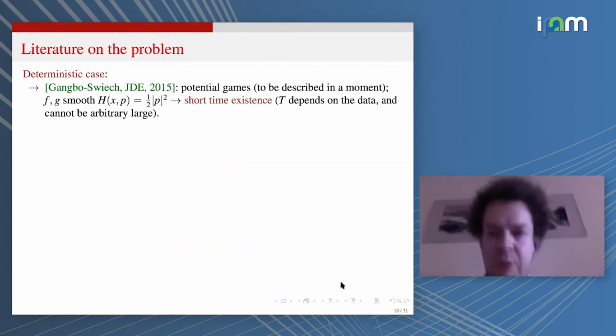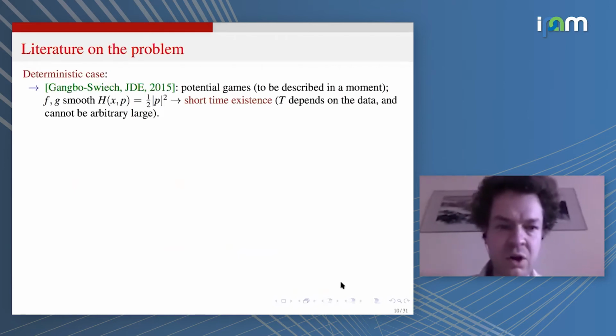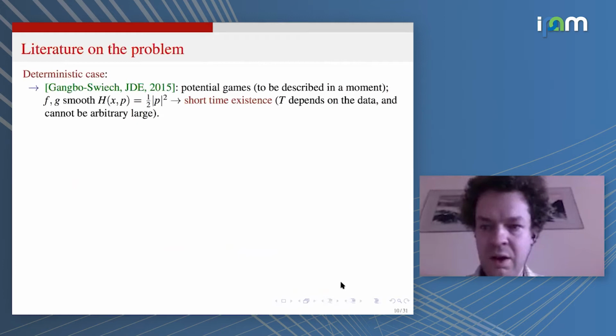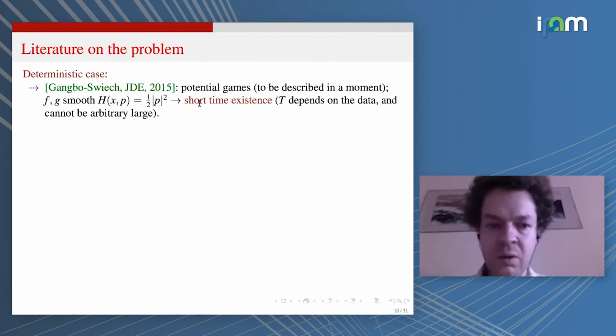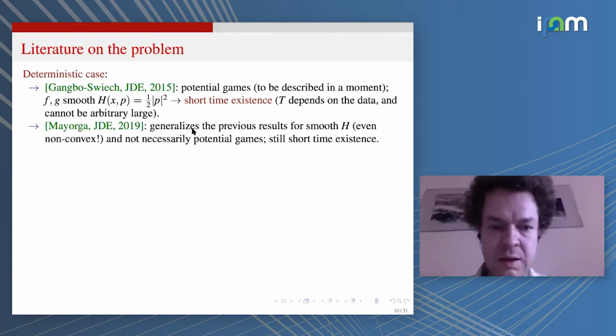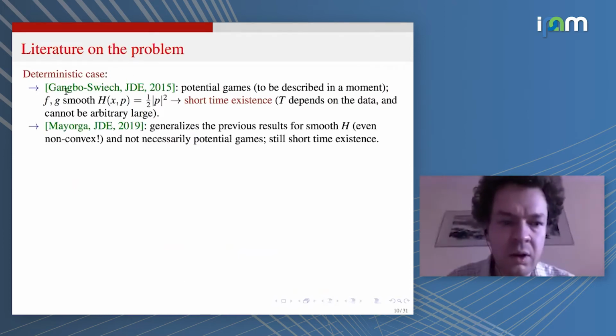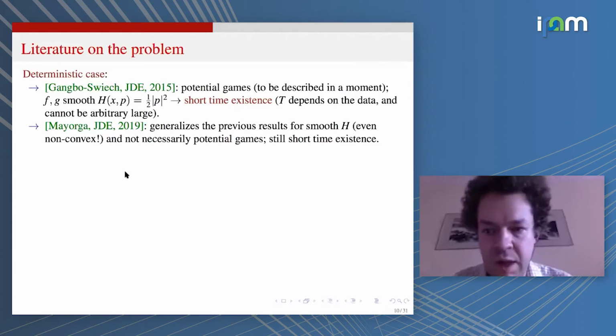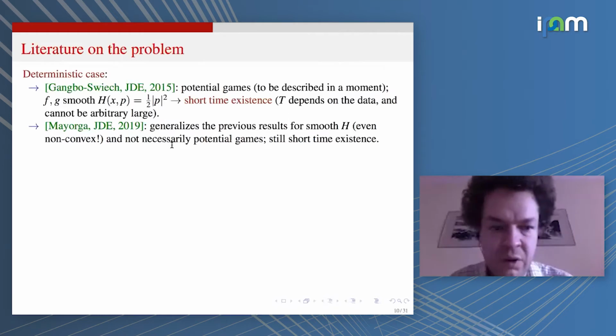Let me recall some results from the literature. The first result in this direction on the deterministic model is by Gangbo and Swiech from 2015, who studied this problem with a specific Hamiltonian, exactly this one. They had to impose smooth conditions on the data, and they were able to show well-posedness of the problem. Then there is an extension by a PhD student of the two authors, Sergio Mayorga, who generalized this result to general Hamiltonians, which can even be non-convex. And the games might not be potential games, as was the case here.